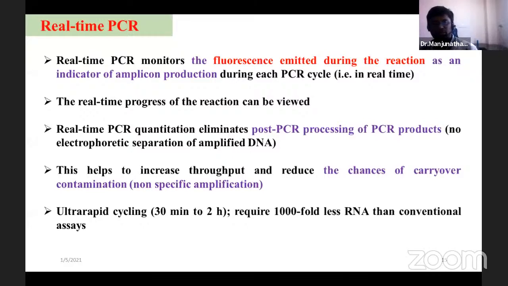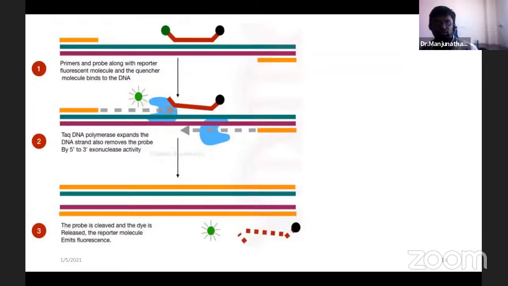Now it is ultra rapid cycling. Within 32 minutes to 2 hours, we can get the results. Less RNA is needed when compared to the conventional methods. That is the flow chart of how real-time PCR works.